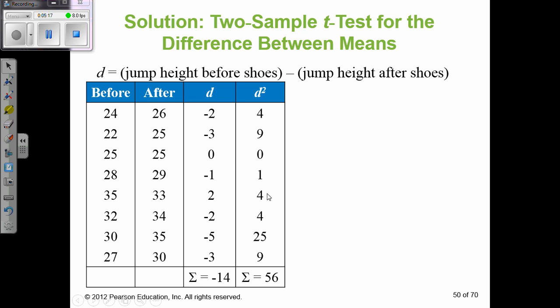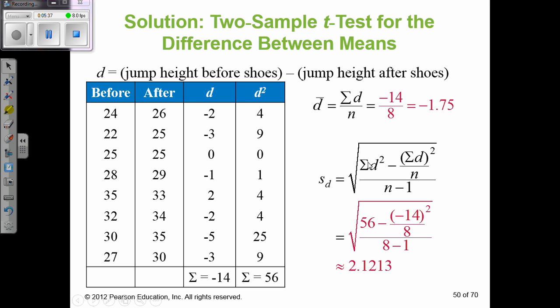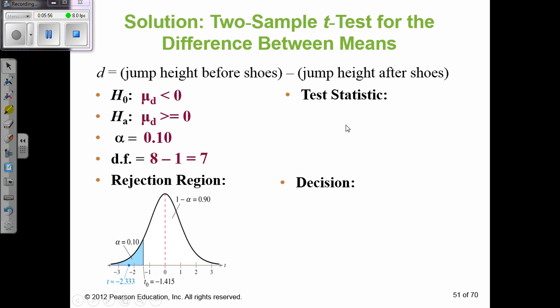Then we sum up these two columns, and we're going to put them into our formula. Remember, D bar is the sum of the differences divided by the number of pairs. So this column summed up is negative 14, divided by the 8 pairs, is negative 1.75. The standard deviation uses the sum of the d squareds, which, if we sum up this column, we got 56, so it's 56 minus the sum of this column, negative 14, quantity squared, divided by the number of pairs, and that's divided by 8 minus 1. This value comes out to be 2.1213.